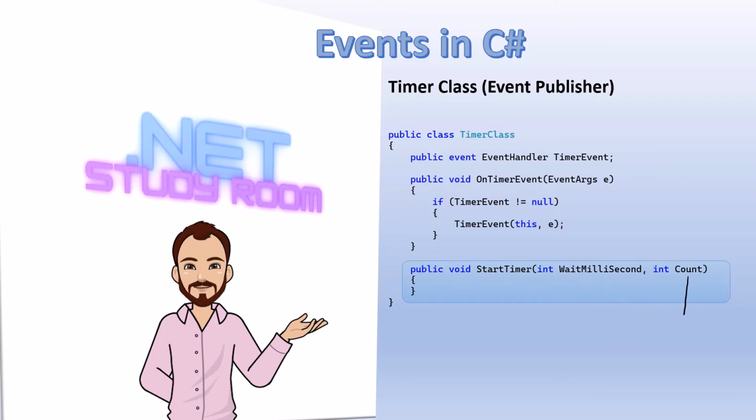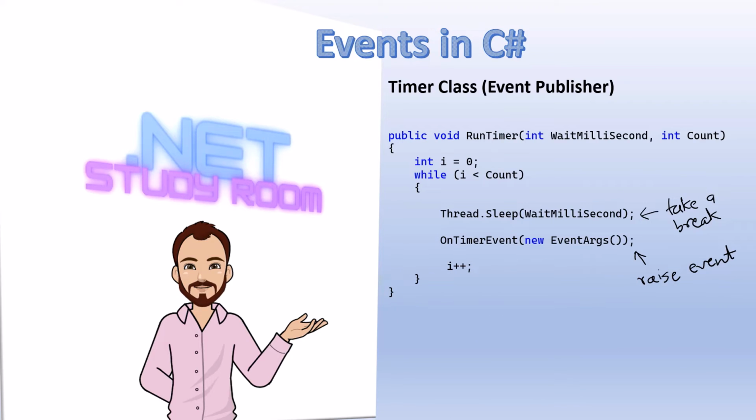We need some mechanism by which a subscriber can first start the timer, so that the publisher can determine when to raise the events. For this, we will write a method, StartTimer. This method will take two parameters. The first one is of integer type, waitMillisecond, which represents the time in milliseconds, which is the duration of the timer. A timer would normally run until you stop it by calling another method. But for simplicity, we will run it only for certain iterations. So, the second parameter is an integer, count, which defines how many times the event should be raised.